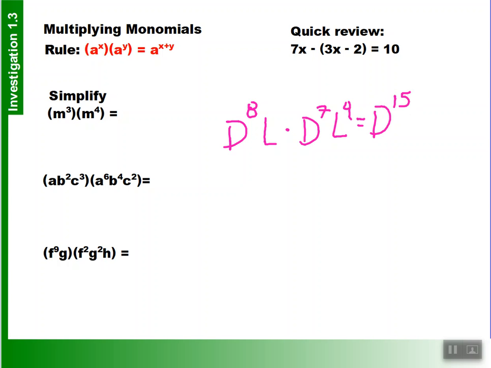Okay. If I have l times l to the 4th, how many l's do I have? L to the 5th. Okay, perfect. All right, let's try this one. Let's go d to the 3rd l to the 4th times d l to the 5th.